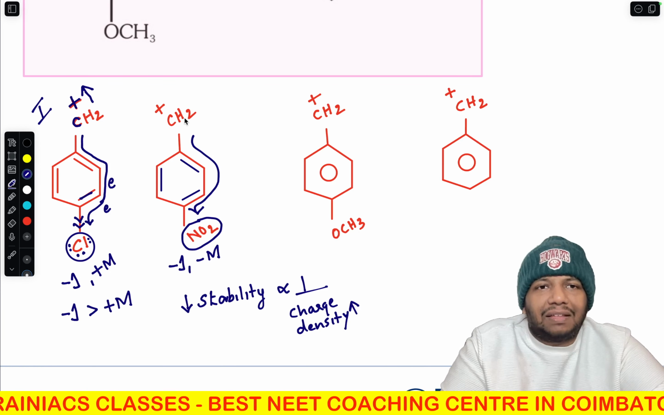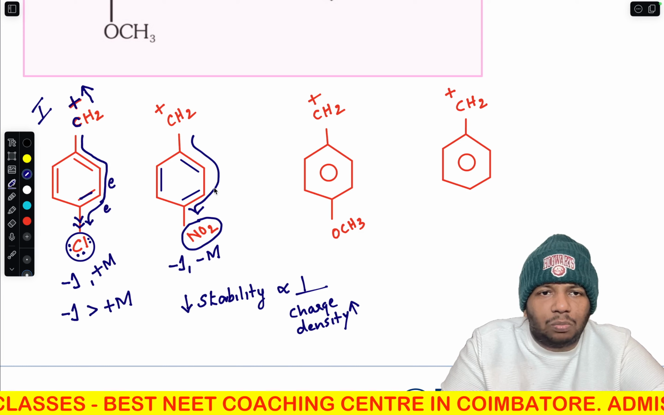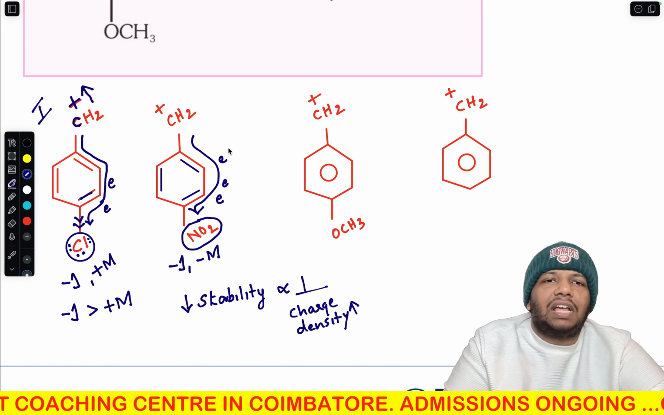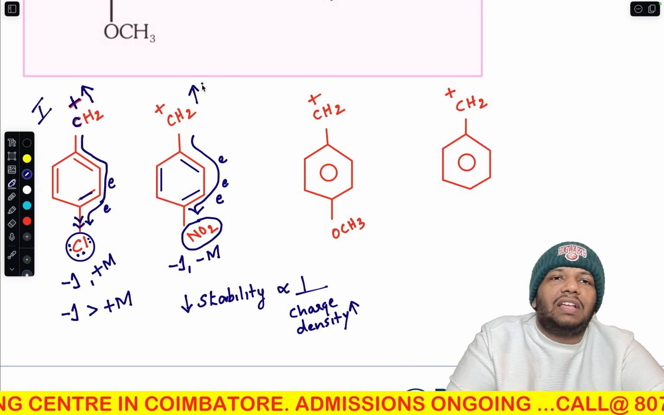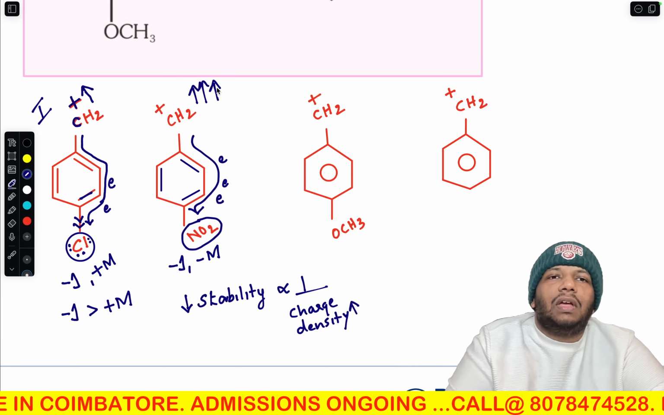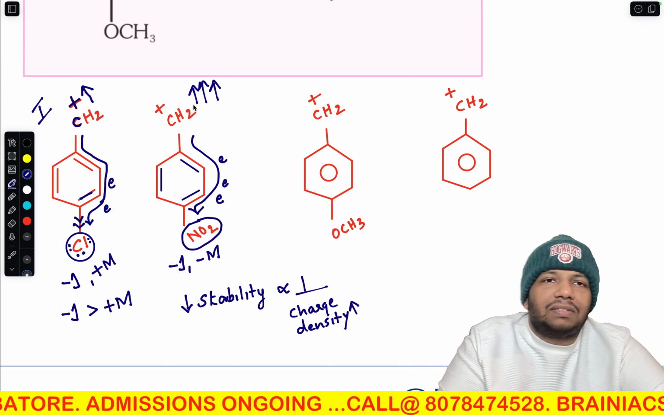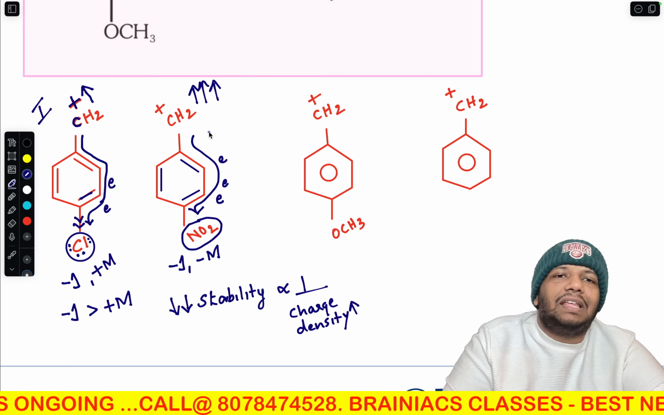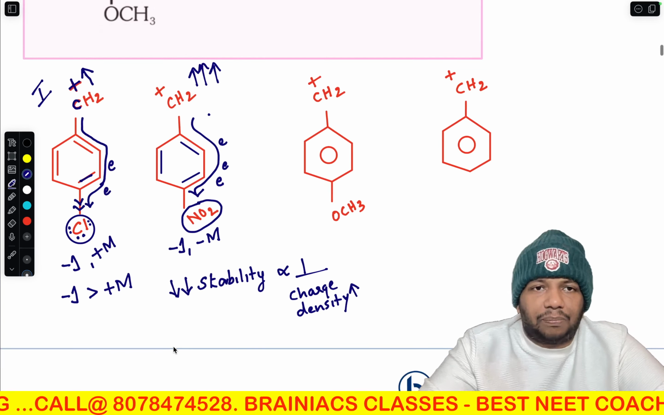So as a whole, the electron density is moving in the downward direction. That means the positive charge over here is increasing very fast. So the charge density increases very fast, and the stability decreases very fast. So I can say this is the least stable structure.